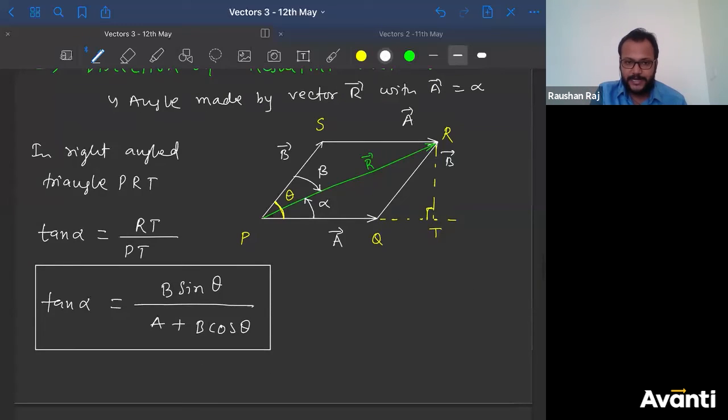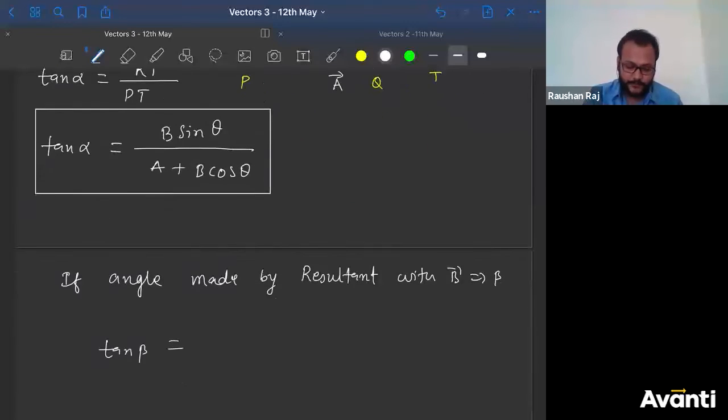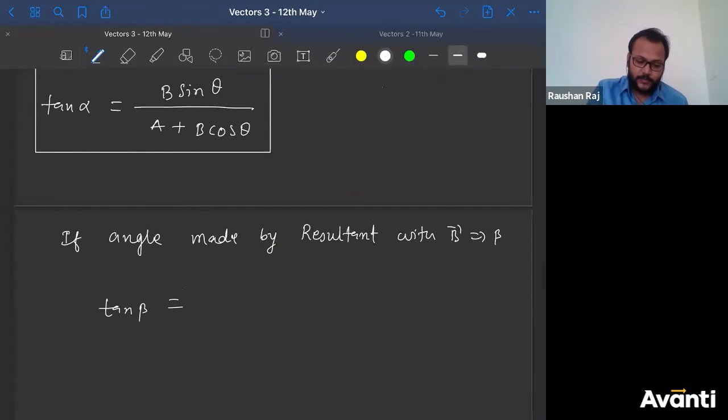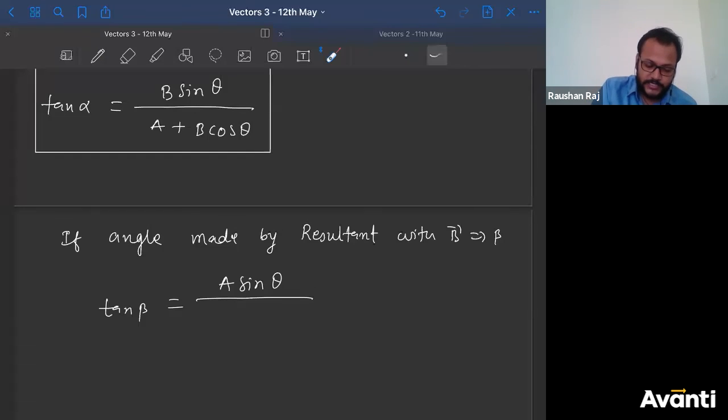You have to do this again, draw a perpendicular and then get the answer, but how to write that? See, when this was angle with A, what did I write here? B sin theta. So when this is angle with B, I'll write here A sin theta divided by. So when this was B, I have written A here. So when this is A, I'll write B here. When this was B, I have written A plus B cos theta. Here I'll write B plus A cos theta. Khalas.